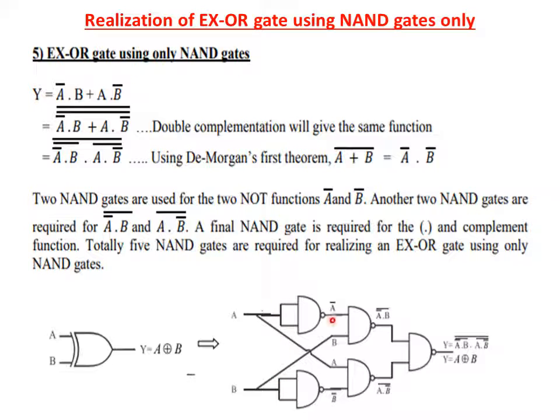So the output is A bar and B bar at this position. Now the output at this gate is A bar dot B the whole complement, and the output at this position is A dot B bar the whole complement. Now the output at the final gate is Y is equal to A exclusive OR B.